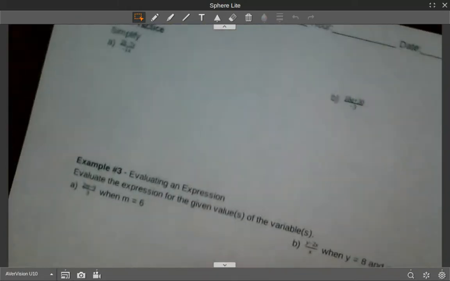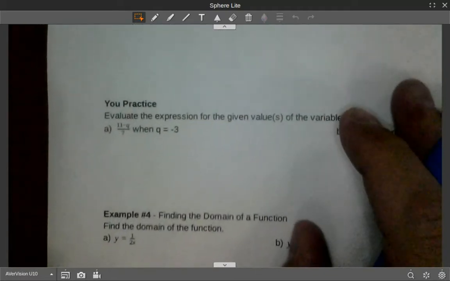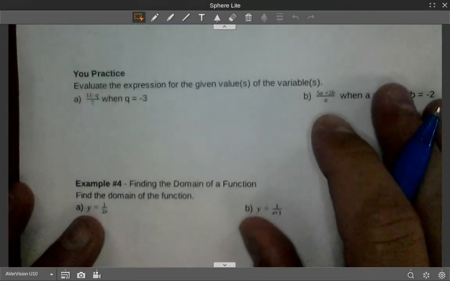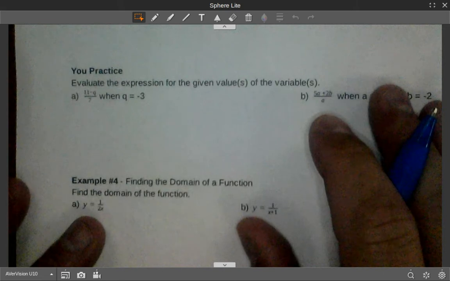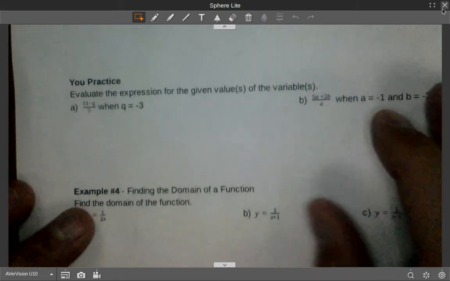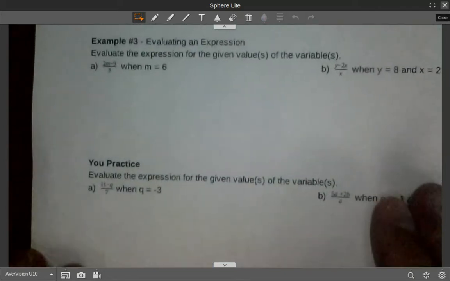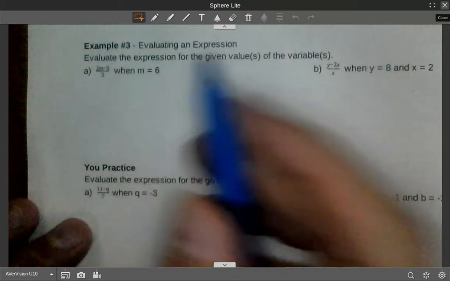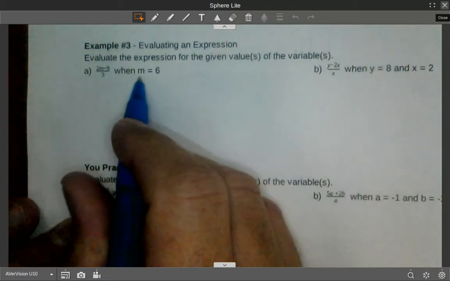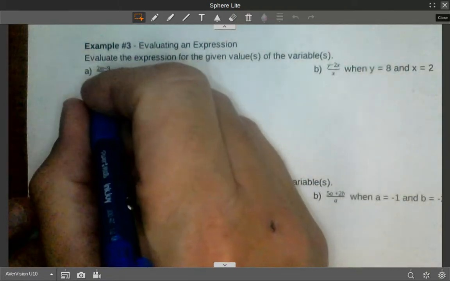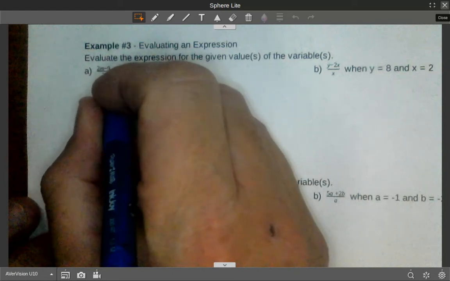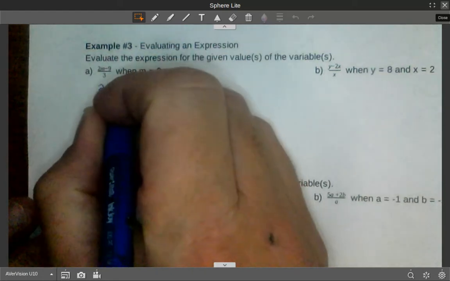All right, on the back side, we have you practice, and then we also have a few more examples, one of which is evaluate the expression for the given variables. So we have 2m minus 9 over 3 when m equals 6. That means wherever we see an m, we're going to plug in 6. So it's going to be 2 times 6 minus 9 over 3.